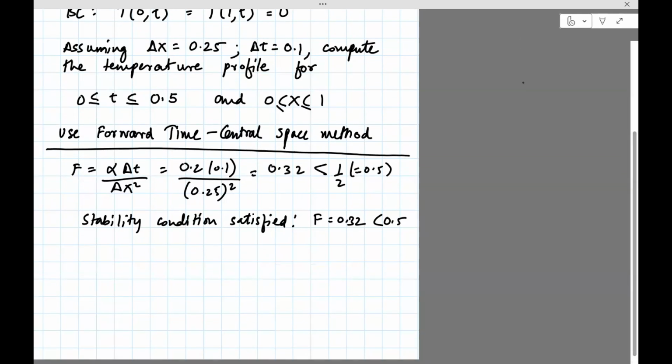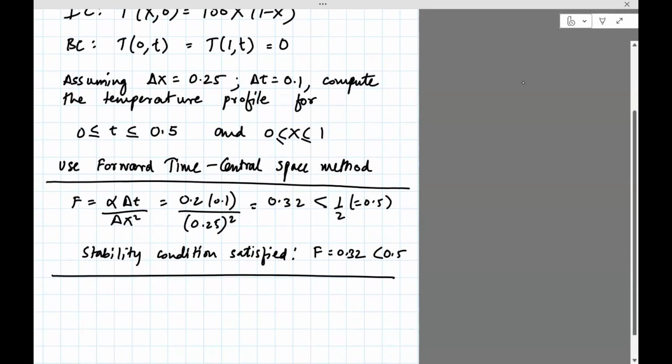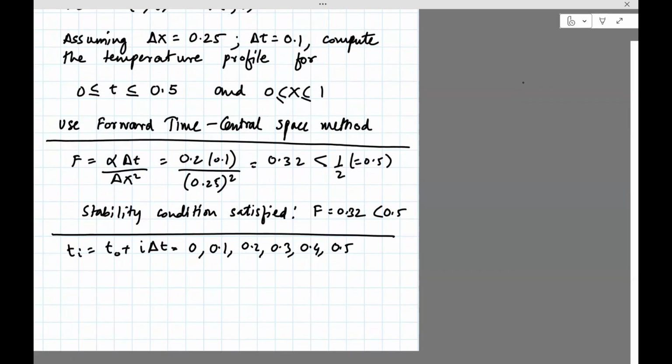Okay, let's do some work to see how many grid points we would need. We are told that t_i is t0 plus i times delta t, but here t0 is 0. So 0, 0.1, 0.2, 0.3, 0.4. So we need to find T at all those points. Let me just explain this, t0 is 0, and then i goes 0, 1, 2, 3, 4, 5. And delta t is given to us, 0.1.